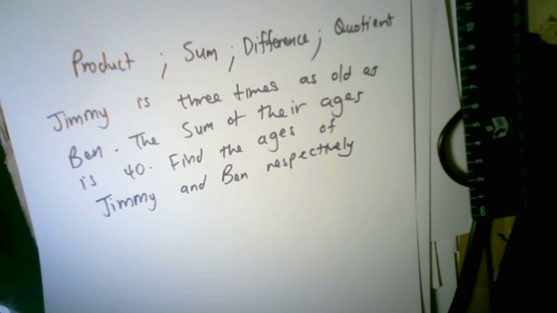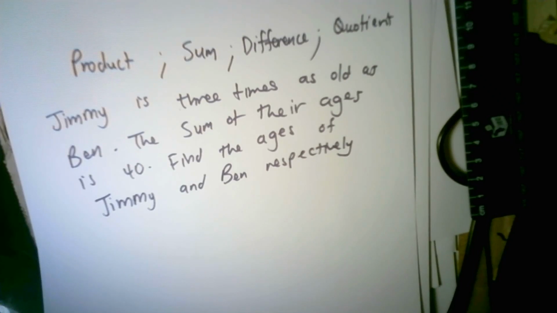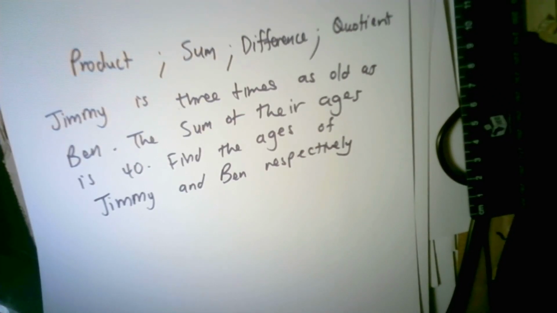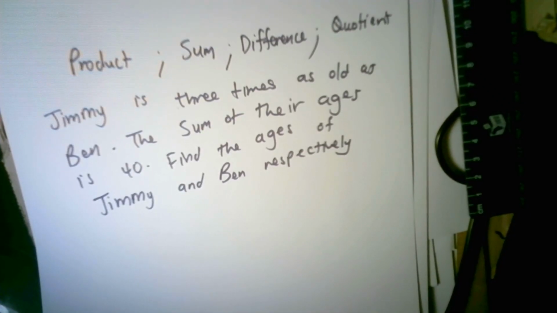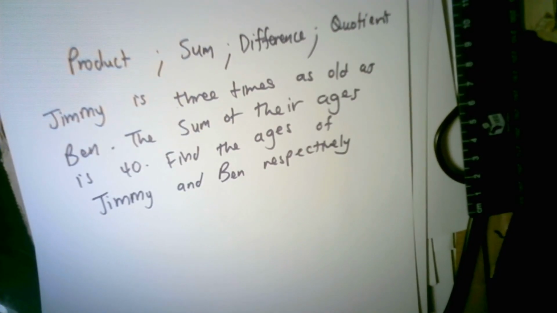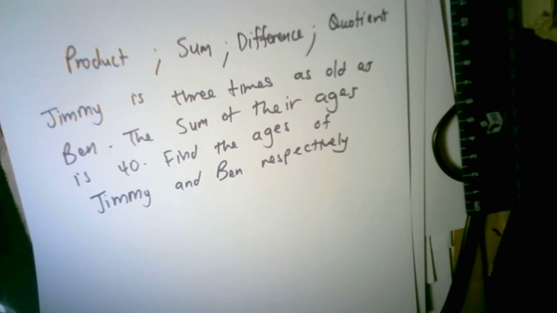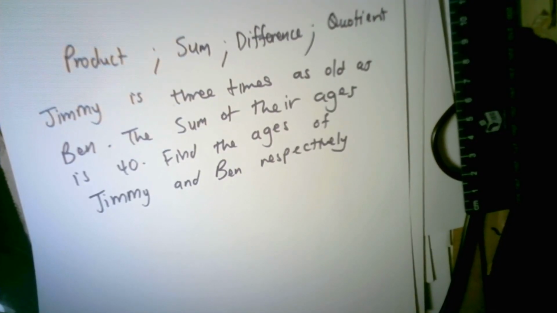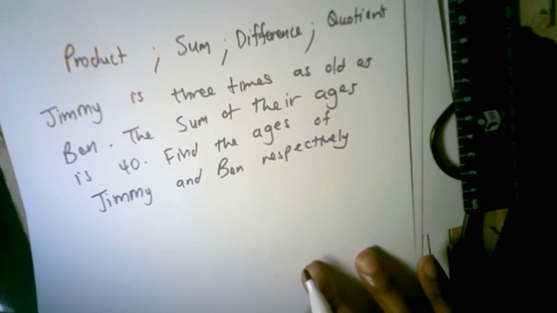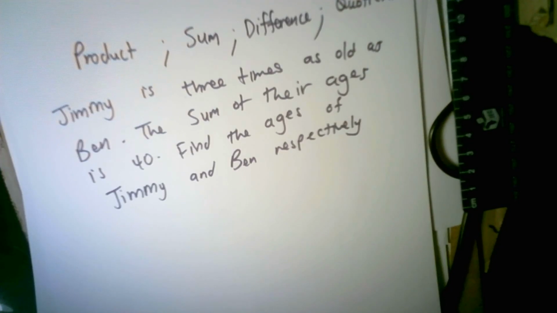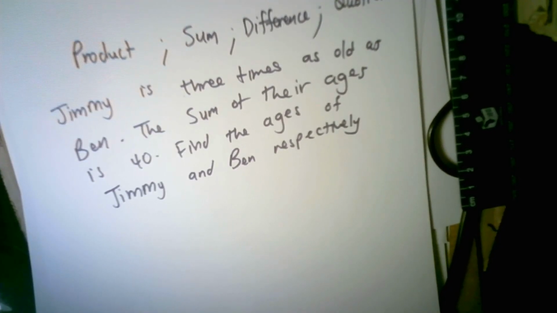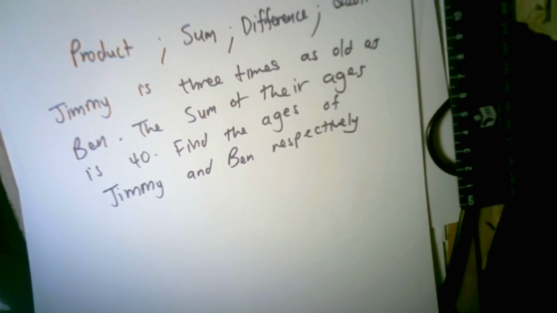So step one with regards to solving word problems is read the question carefully. If you read it the first time, read it the second and third time as well. Look to see what is required of me. In this case, I'm required to find the ages of both Jimmy and Ben. Now, the second thing we do is we let an unknown variable be x.